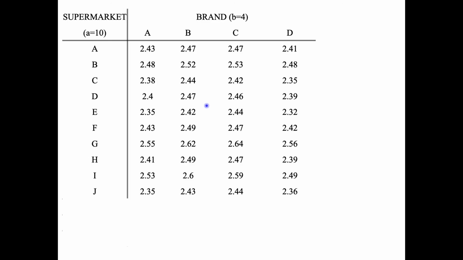So let's say that you have a set of supermarkets, and you're interested in, let's just say, the cost of toilet paper across these supermarkets. But what you're really interested in is: are brands differently priced? And so we have brand A, brand B, brand C, and brand D. And we have this in 10 different supermarkets.